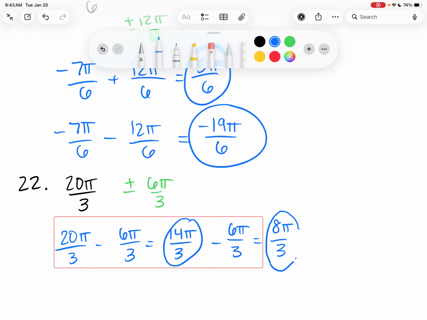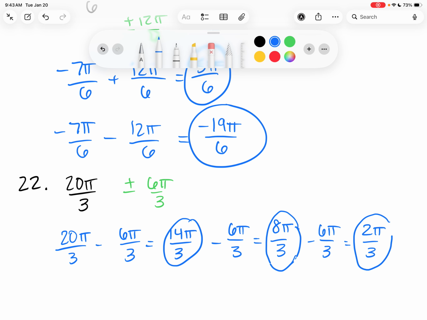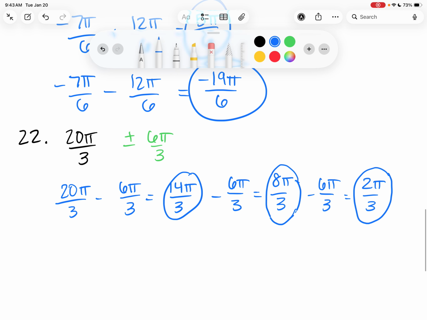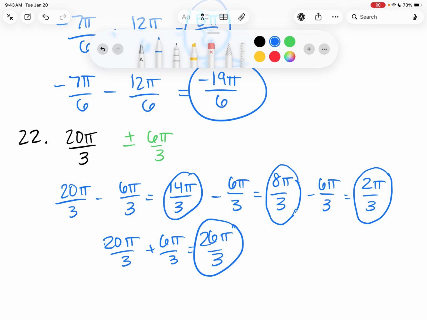That's another positive option. I can subtract 6 pi over 3 again and get 2 pi over 3. That's another positive option. This is why I said I wouldn't necessarily add, not that you can't, but you already have a lot. So any of those three are good positive options. The other positive option is to add 6 pi over 3 to 20 pi over 3 and get 26 pi over 3. Up to you. All of those would be acceptable positive options.